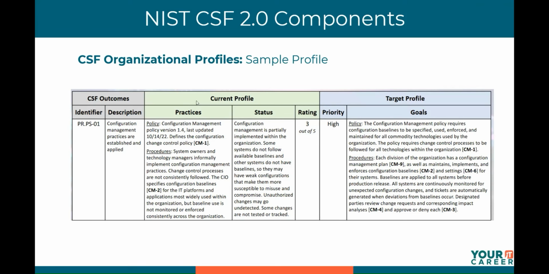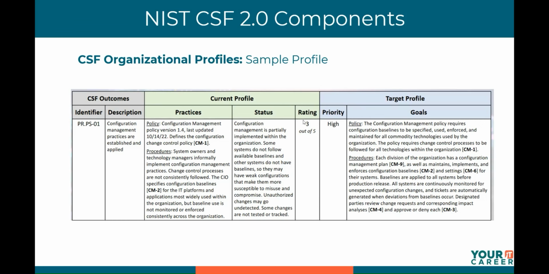So what the current profile says, what are they currently doing, right? So the configuration management policy is there. So this document, I believe, was created in 2024 by NIST, right? That's when they issued it. But you can see here, it was last updated in 2022. That's well over a year. They're informal processes. So you can already see that this is not very mature. And so the status here is saying configuration management is partially implemented within the organization. Some systems don't follow baseline. So they've done an internal rating saying this is 3 out of 5.